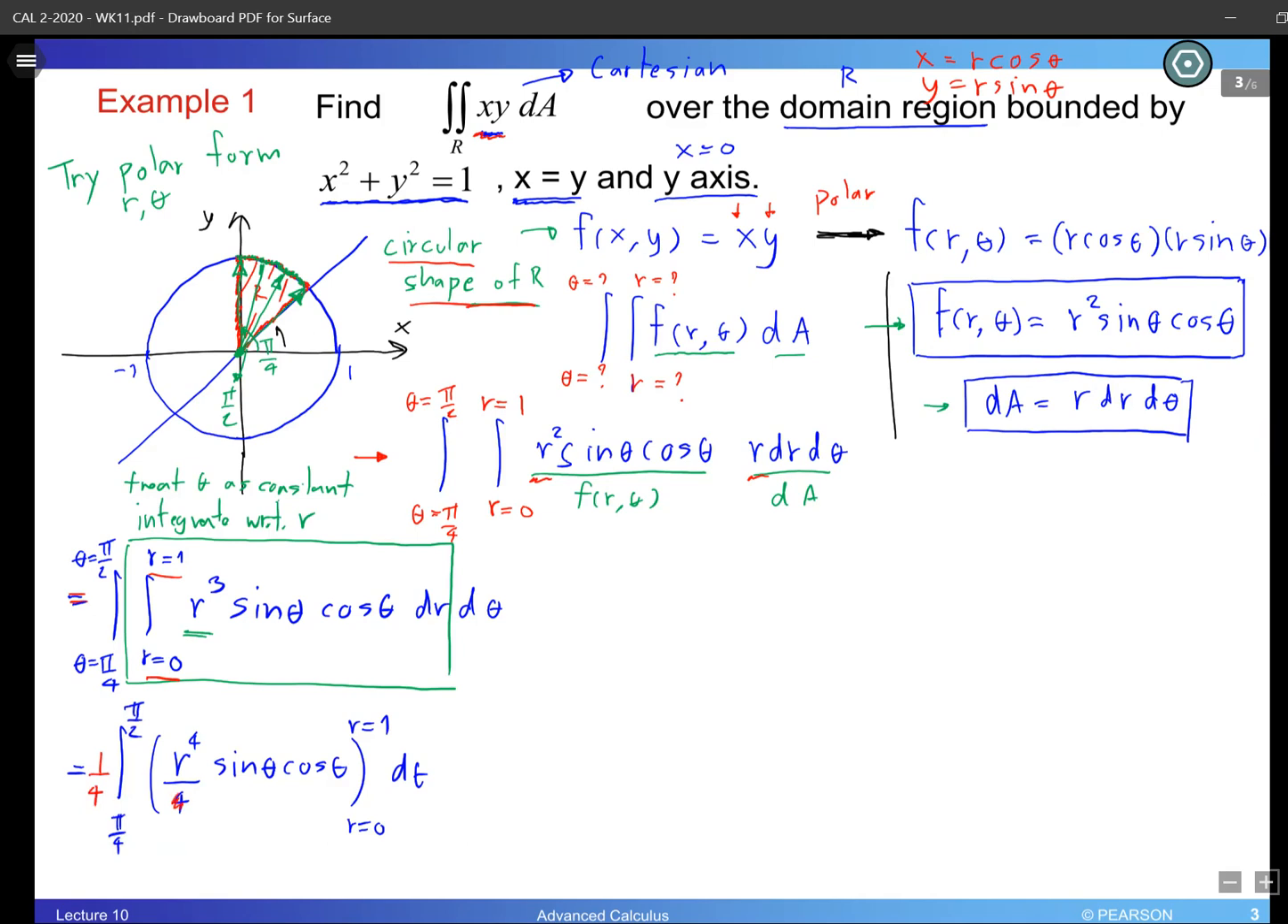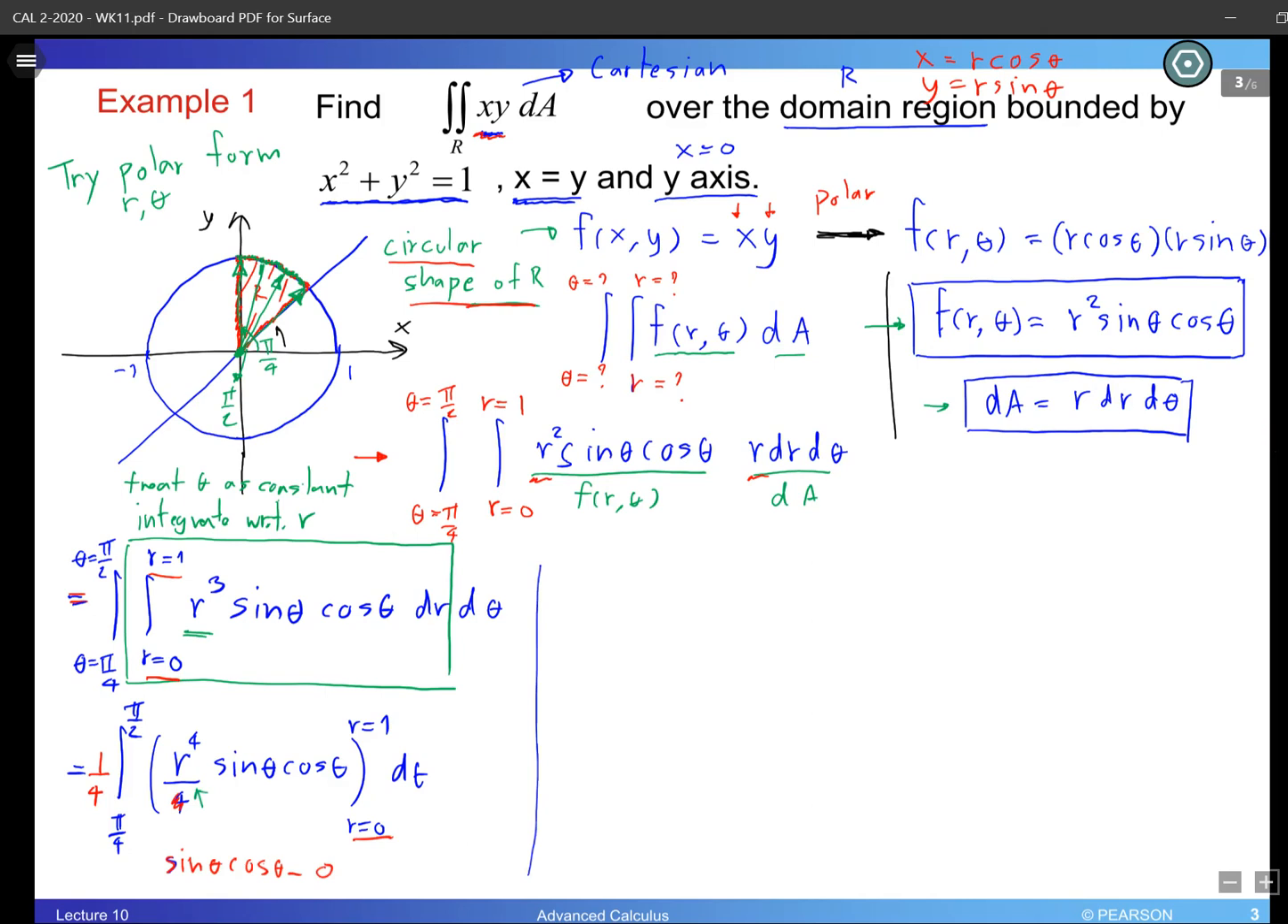Okay, so 1 goes in, I get r to the 4th, which is 1, so sine theta, cosine theta. Minus, now 0 goes in, and here everything goes to 0. Okay, this is convenient. So the back term is going to be 0 because of r equal to 0. So let's continue with that.